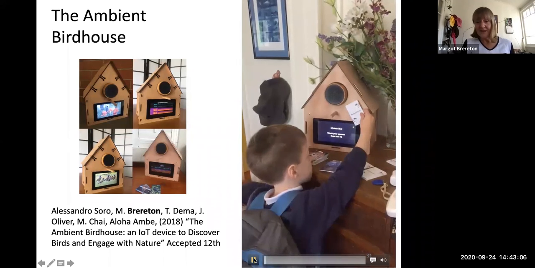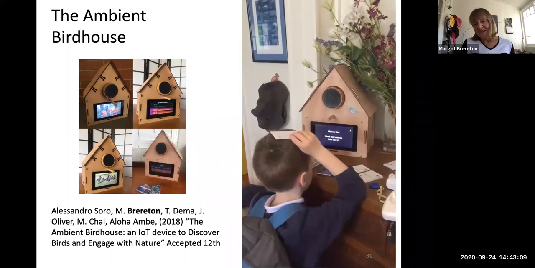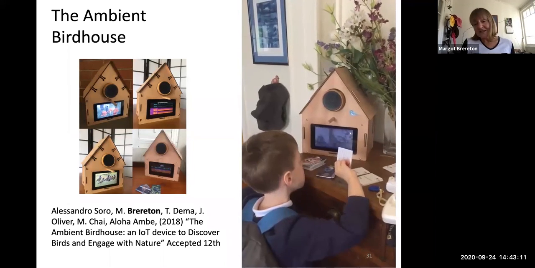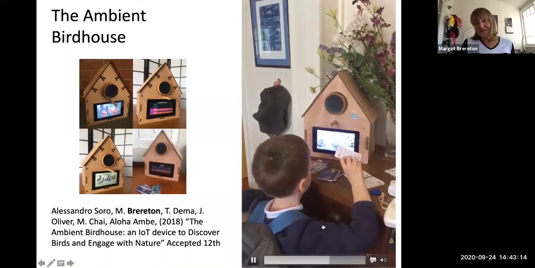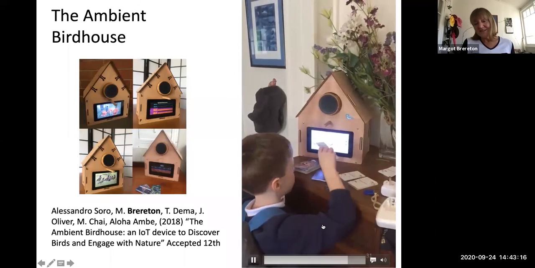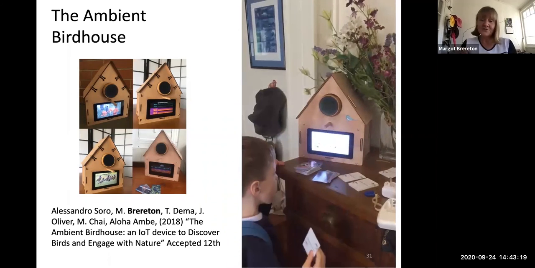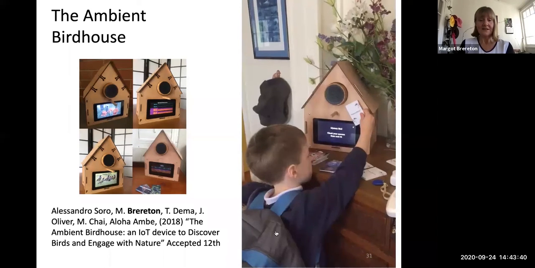And then we also had little RFID cards here. What's that one? Crested pigeon. So you can tap your RFID card on the birdhouse to check that bird's sound. So this is a way of putting nature sounds into the home. And what we did find from this was that people were much more attentive to sounds outside the home because they had learned some sounds inside the home.